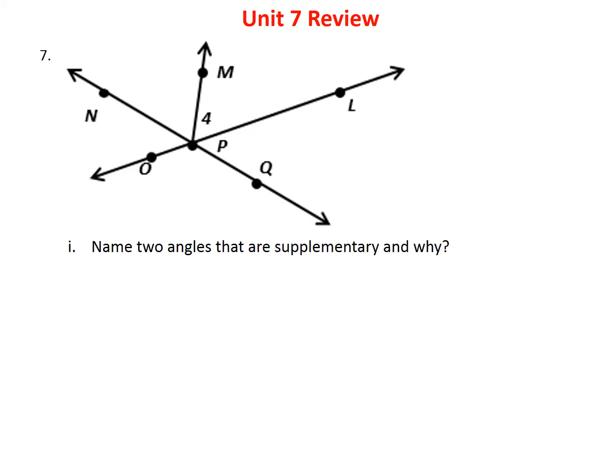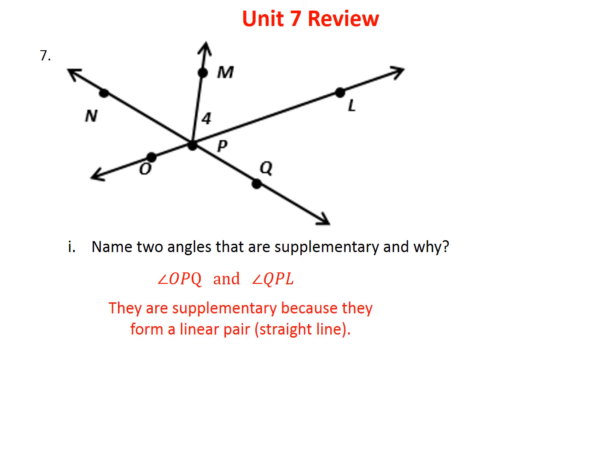Problem 7I asks us to name 2 angles that are supplementary, and why. Well, to find a supplementary angle, we're looking for angles that form a straight line. And so I've listed 2 here, OPQ and QPL. They're supplementary because they form a linear pair, or in other words, they form a straight line. So notice there I have OPQ and QPL forming a straight line. And so that angle there is a straight line, so those 2 angles add up. There's another one. If I use the other line, I get these 2 angles as well. So there's actually two possible answers for 2 angles that are supplementary that form a straight line.